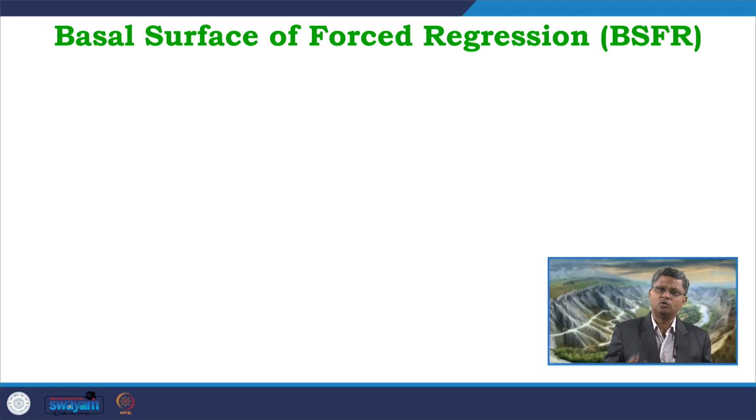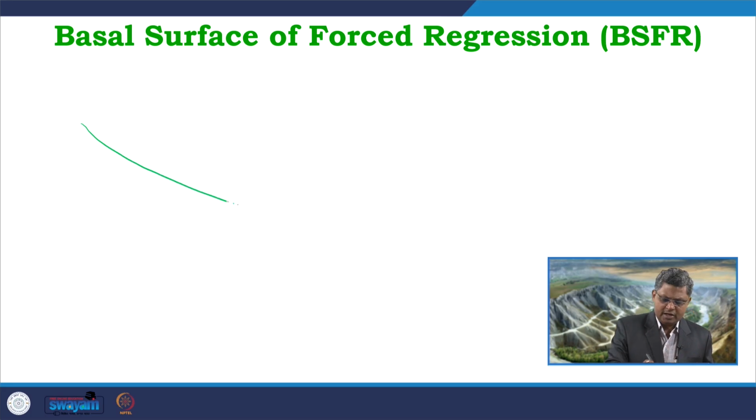So, for the preservation of the basal surface of forced regression, what we require is some amount of sedimentation which will overcome or overpass the erosion caused during the forced regression. Then only this surface is preserved. So, how will this basal surface of forced regression form, and how does it look? We can draw a simple diagram to understand how we can identify the basal surface of forced regression, or how it looks.